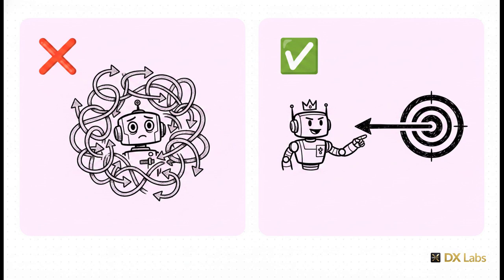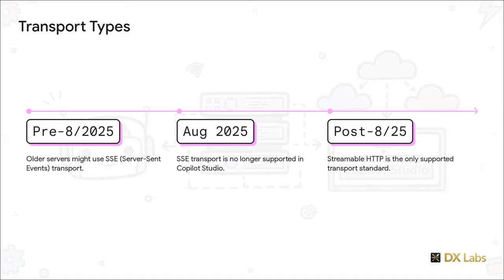Next up, we really need to talk about how the data actually travels back and forth. Copilot Studio relies on very specific transport protocols to move your data around. And listen, there is a major exam pitfall to watch out for here when it comes to older systems. Before August 2025, you might run into older server setups that use a transport type called SSE, or Server Sent Events. However, after August 2025, SSE is entirely deprecated. It is completely unsupported in Copilot Studio. Moving forward, streamable HTTP is the only supported standard.